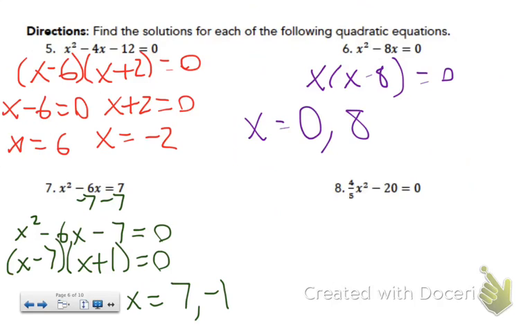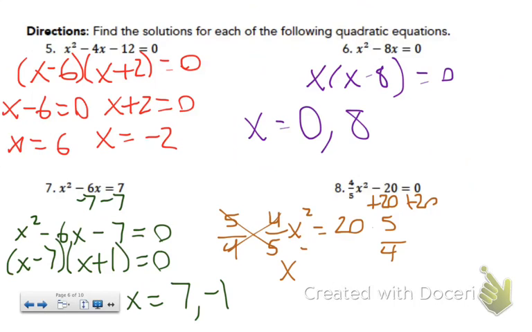For number 8, though, we're not going to factor, because that would be pretty messy. So instead, remember, the bx term is missing, and when that's the case, it's easiest to use the square root. And to do that, I want to get x squared by itself. So I'm going to add 20 to both sides. I get 4/5 x squared equals 20. Then I want to multiply by the reciprocal to get x squared by itself.